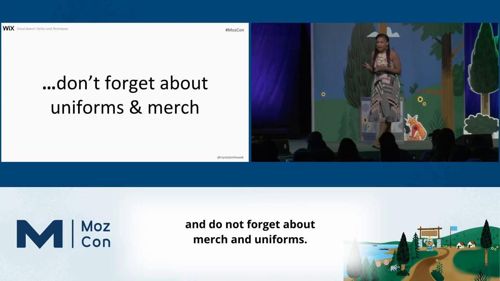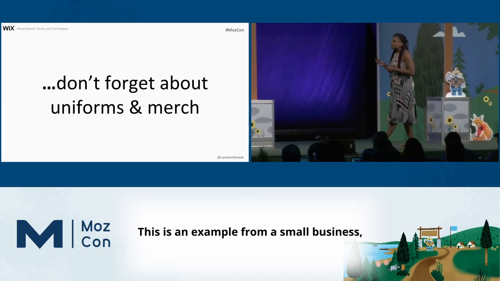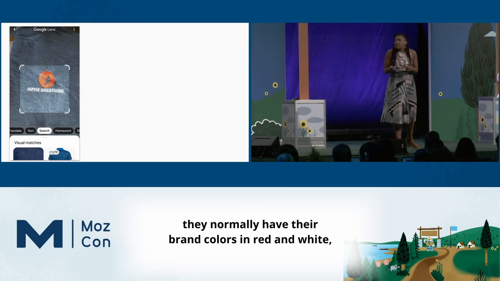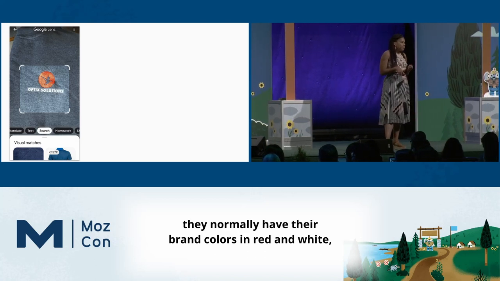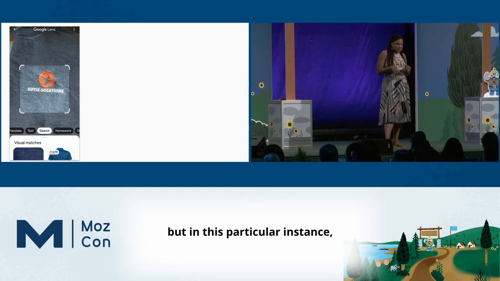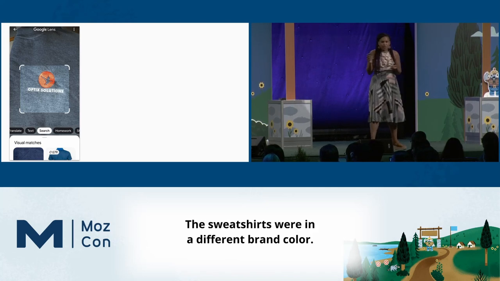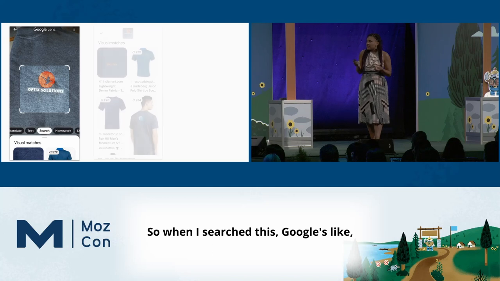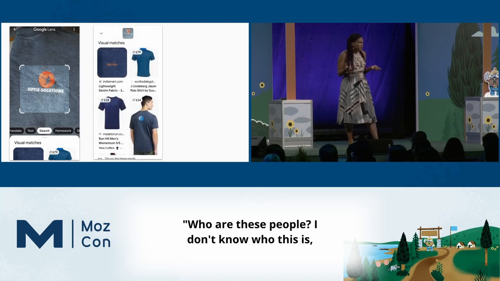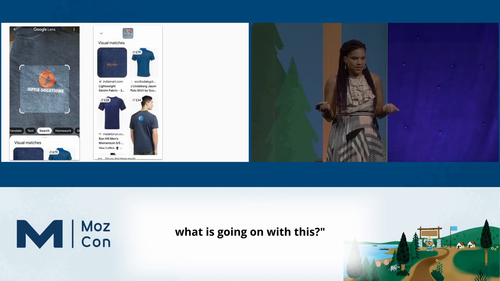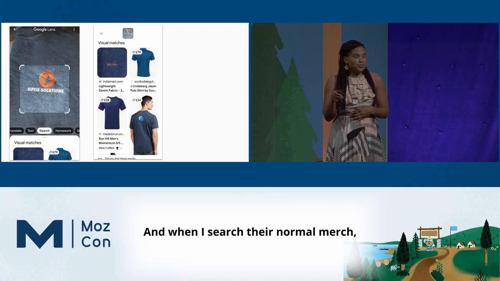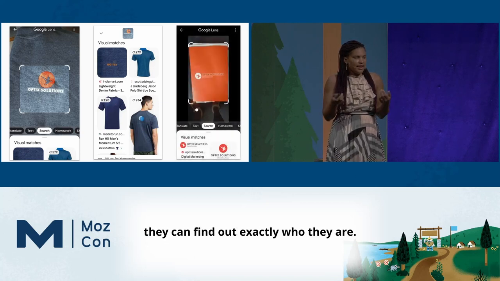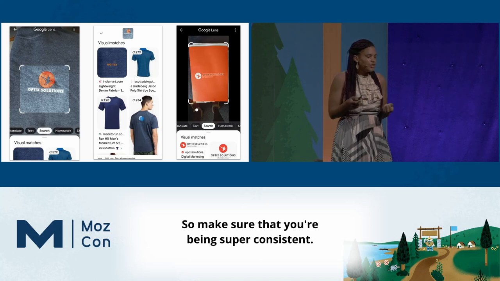And do not forget about merch and uniforms. This is an example from a small business. They normally have their brand colors in red and white, but in this particular instance, they had an away day sort of thing, and they got some sweatshirts. The sweatshirts were in a different brand color. So when I search this, Google's like, who are these people? I don't know who this is. What is going on with this? And when I search their normal merch, which is in their normal brand colors, they can find out exactly who they are. So make sure that you're being super consistent.